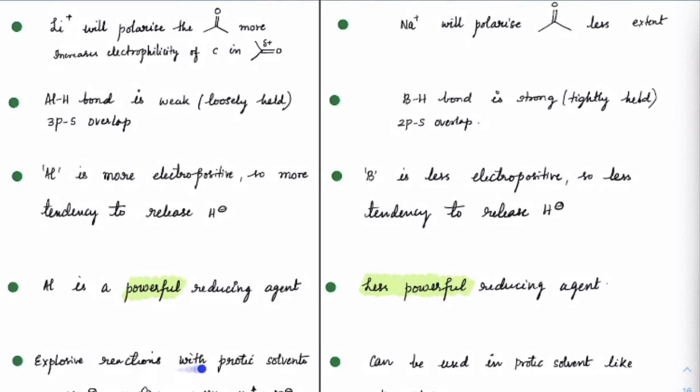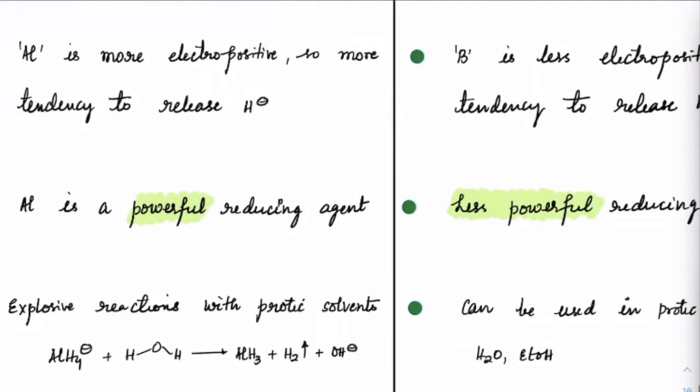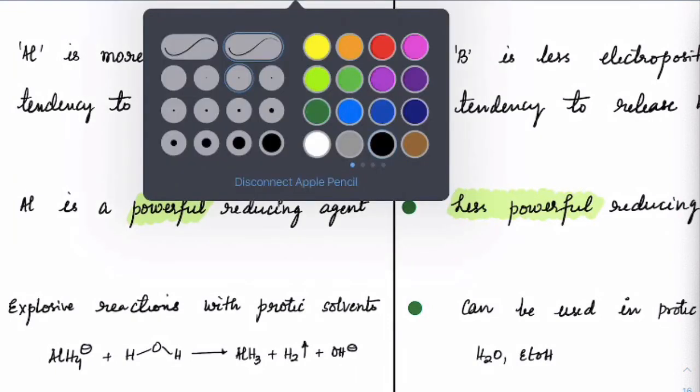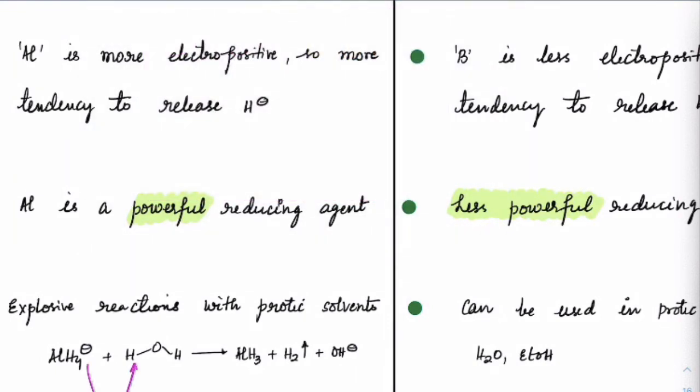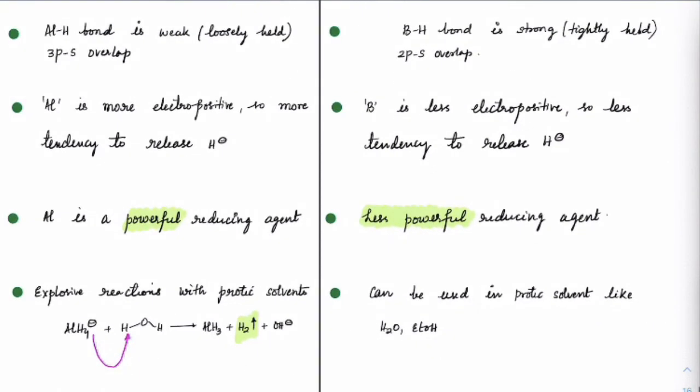Next, lithium aluminum hydride, because it is a powerful reducing agent, if it gets in contact with any protic solvent, there would immediately be a reaction. The H minus from here will immediately take the proton and leave as H2 gas. While this is a weak and less powerful reducing agent, so it is still stable in protic solvent. Got it? Which means this can be used in protic solvents like water or ethanol. The reaction is very slow.